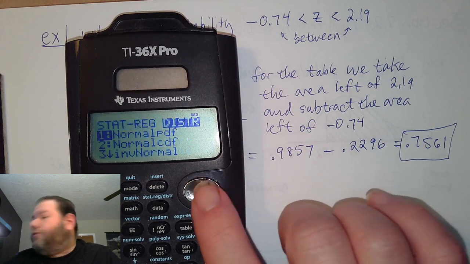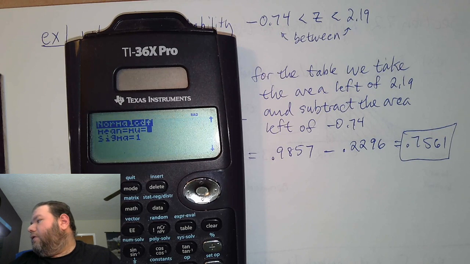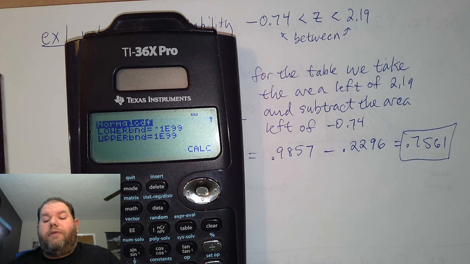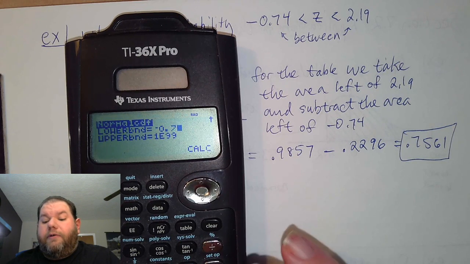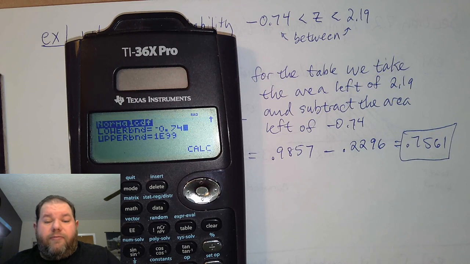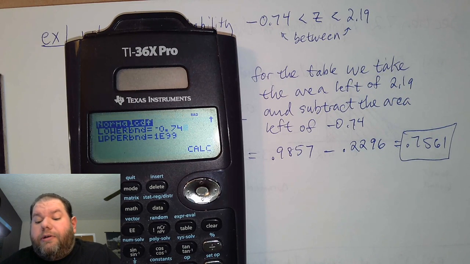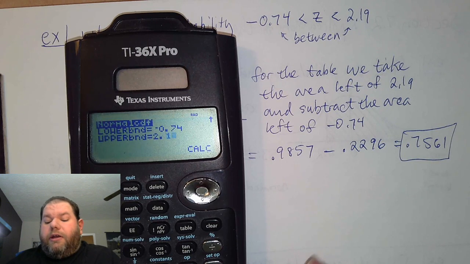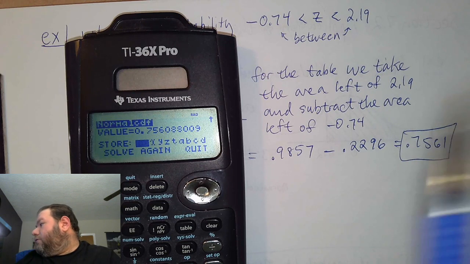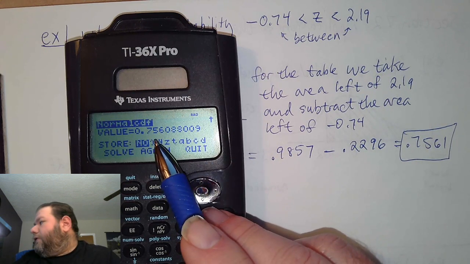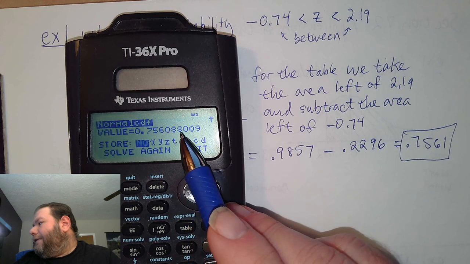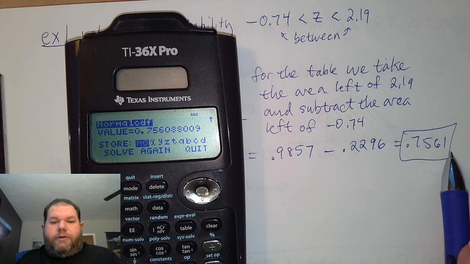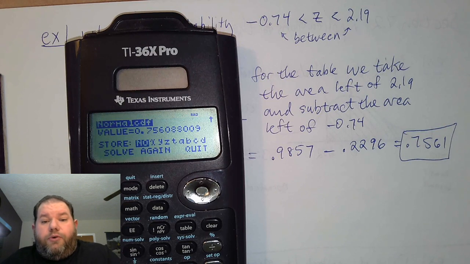And so we go over to distribution, normal CDF, 0 for the mean, 1 for the standard deviation, negative 0.74, and you don't have to put the 0, you can just do negative 0.74. I'm just being formal at this point. And then 2.19 for our upper bound, and then calculate, and we get 0.75608. So it rounds to 0.7561 if we go to 4 decimal places. So we do get the same result.